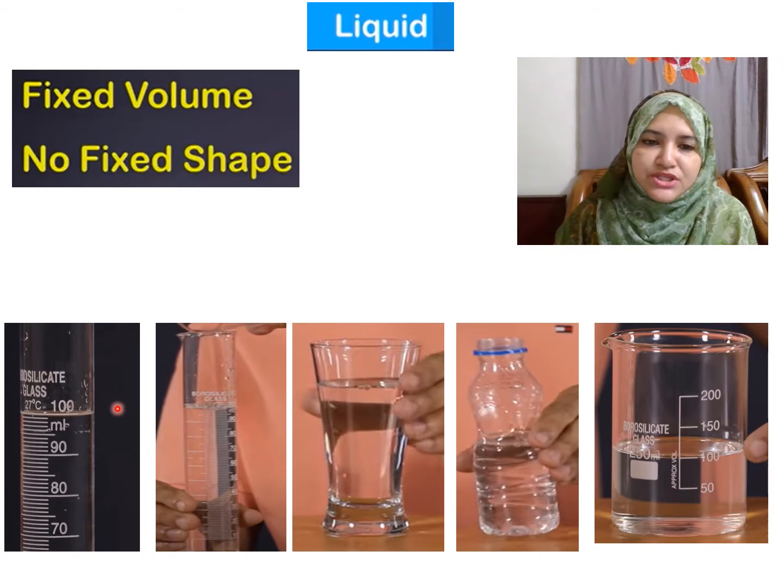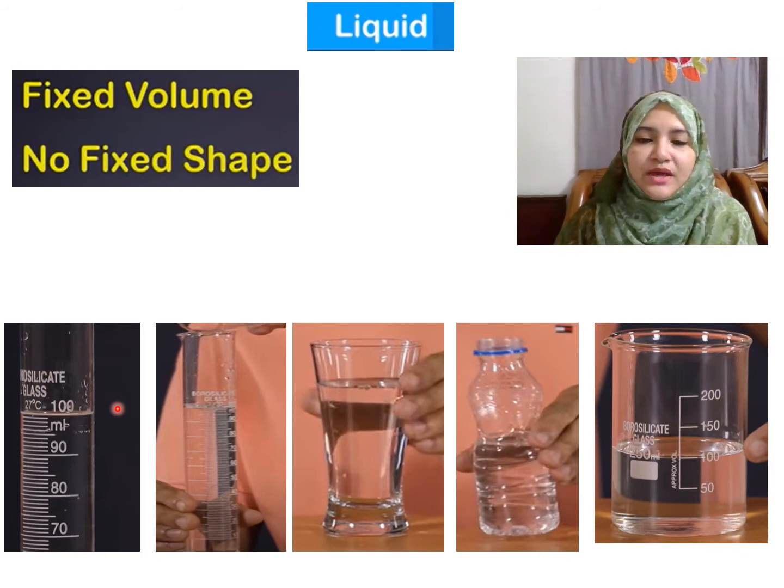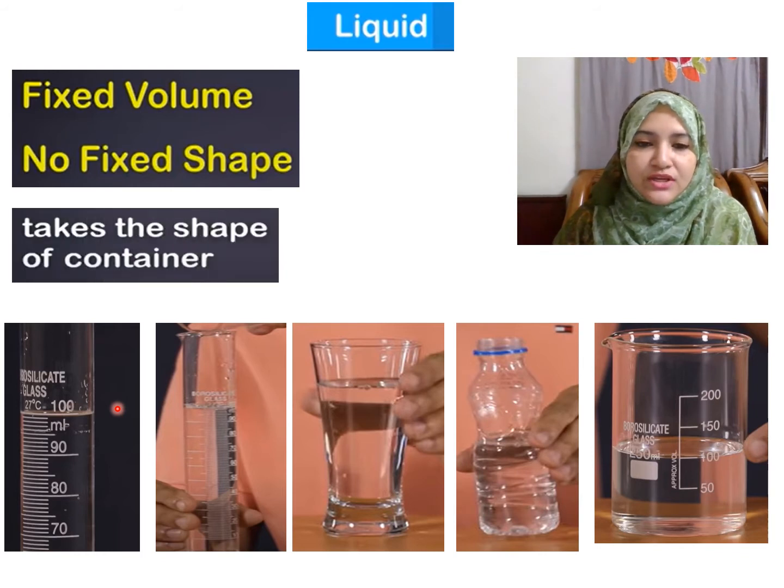So what's the conclusion from our experiment? Liquids have a fixed volume, and it was 100 ml all the way through. But they don't have a fixed shape. As you saw in the experiment, the liquid takes the shape of the container it is put in. I hope you have observed the changes in volume and the shape of the liquid.